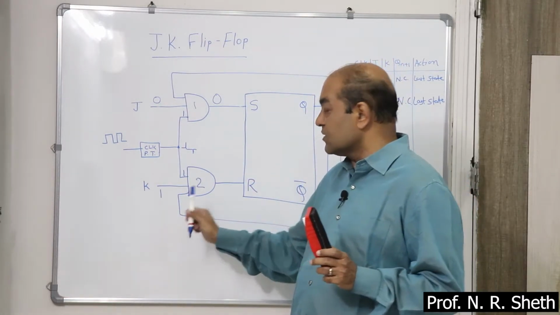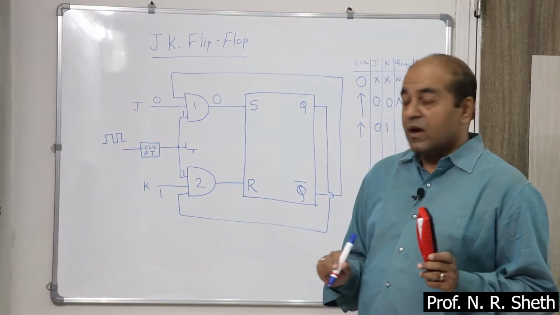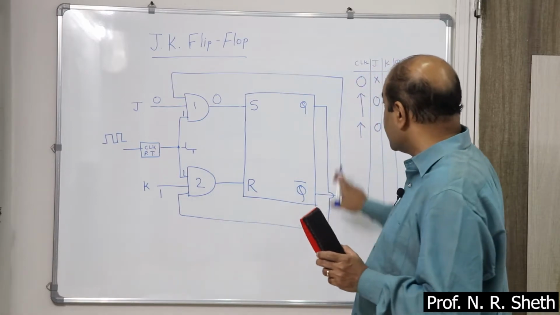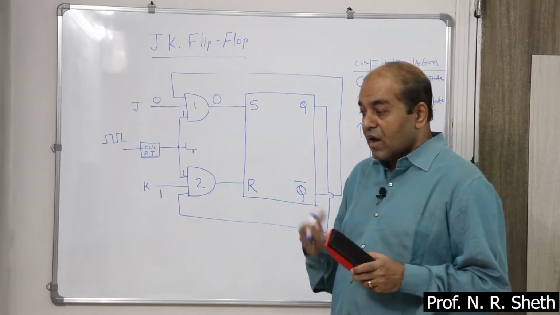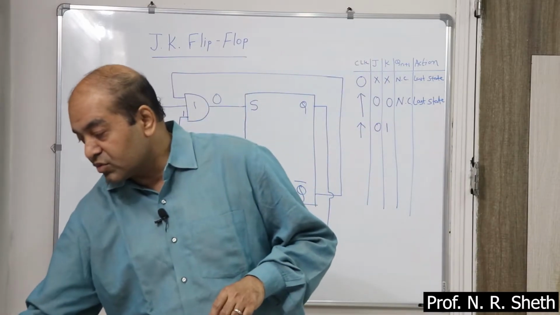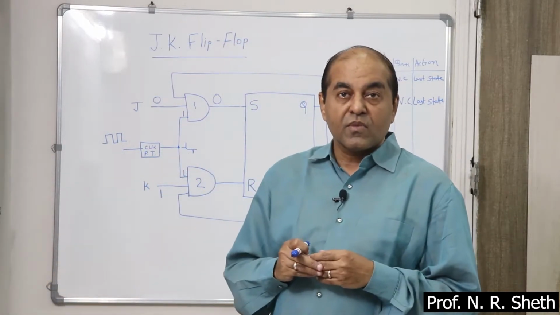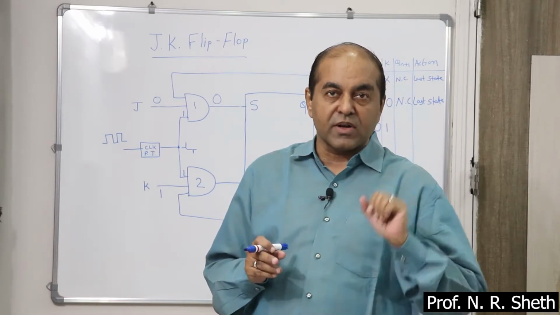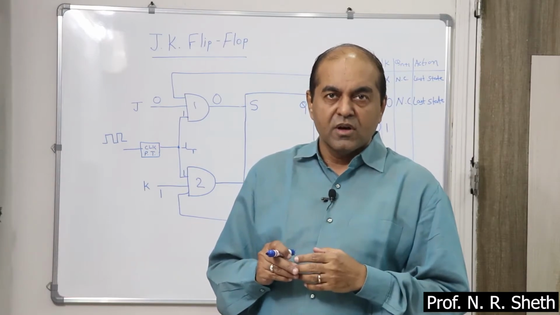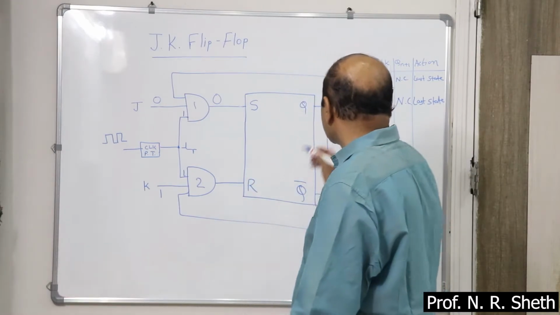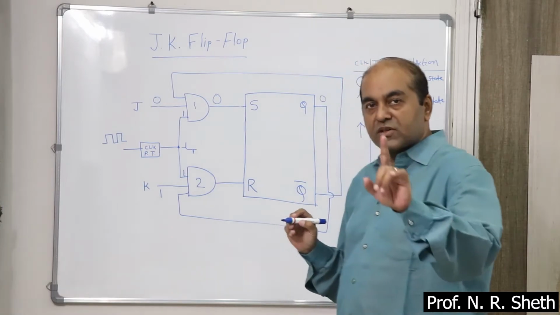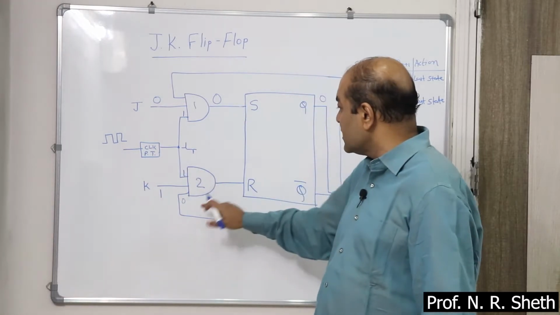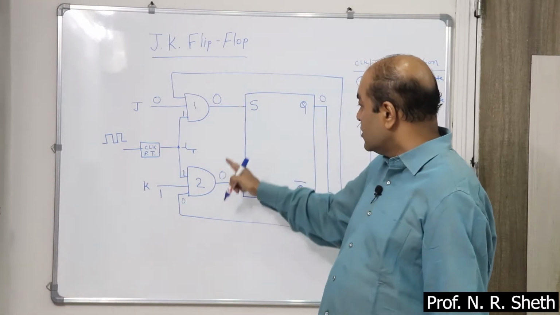But what about this one? This input is connected with Q. Now, that means we have to think about the previous stage. In the previous stage, we have two options: either Q is 0 or Q is 1. First, let's assume that Q is 0. Suppose in the previous stage, Q is 0. So, 0 comes here. 1, 1, 0 means this is 0.